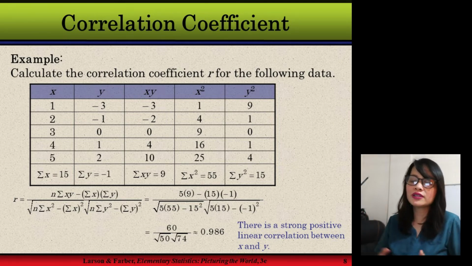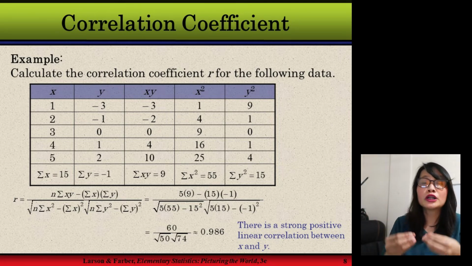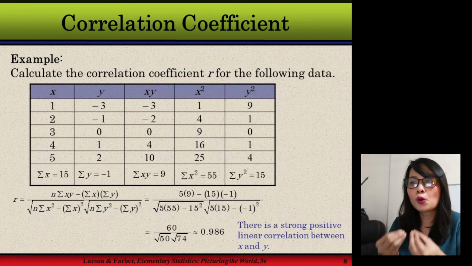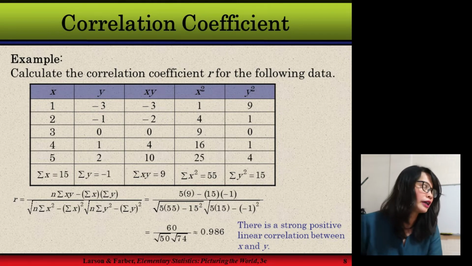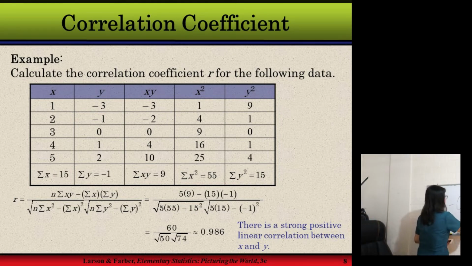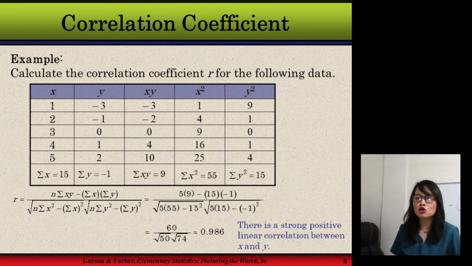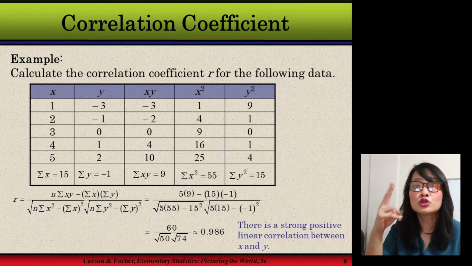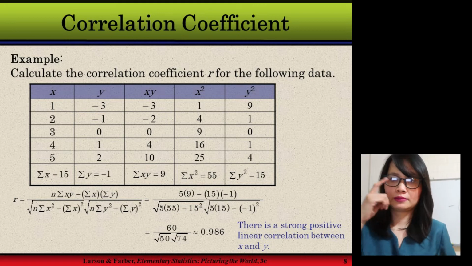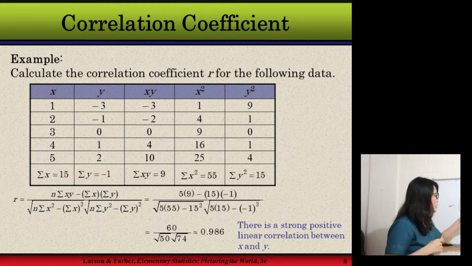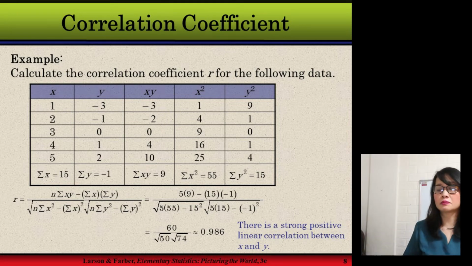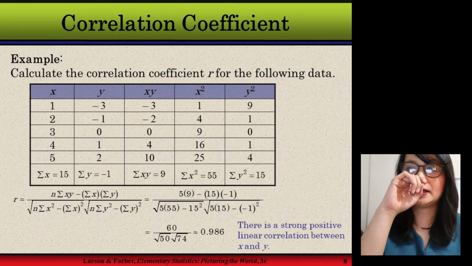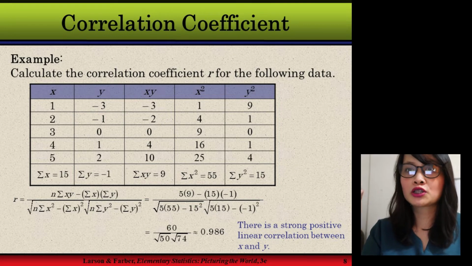It means what if the answer is 0 or negative 0.986? What will be the relationship? Anyone? What if the answer is negative? Let's say the answer is negative 0.986. What will be the relationship of the two given variables? Anyone? An idea? What will be the relationship? The relationship will be what?